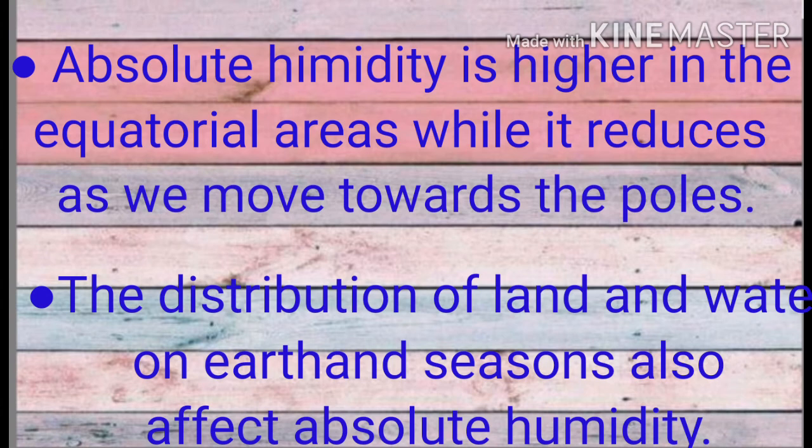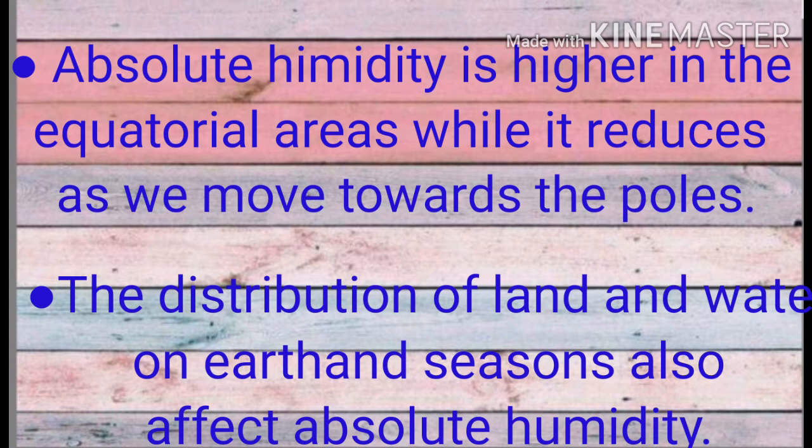Absolute humidity is more in the summer season near the water bodies. So in other seasons, the absolute humidity is affected. Seasons also affect the absolute humidity. Even the land and water. In the areas near the water, absolute humidity is high. The interior of the land means away from the coastal areas, not inside the land. So these are the reasons that affect absolute humidity: distribution of land and water, and season.